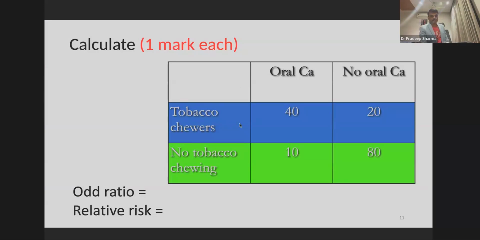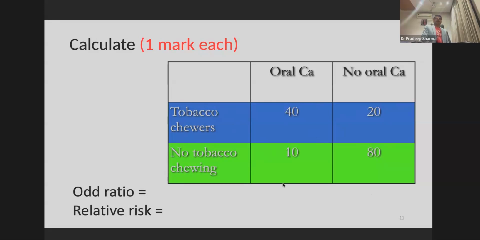And what is the difference between the two? So in odds ratio, you start with the disease like oral cancer and find among those with oral cancer how many were tobacco chewers. So out of 50, 40 were tobacco chewers. And similarly, you do the same thing here. Whereas in relative risk, you start with tobacco chewing and see how many of the tobacco chewers have oral cancer. So 40 out of 60. Similarly, no tobacco chewing, 10 out of 90.